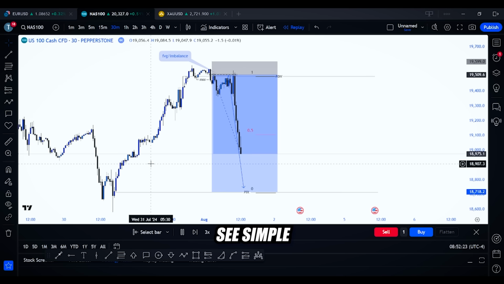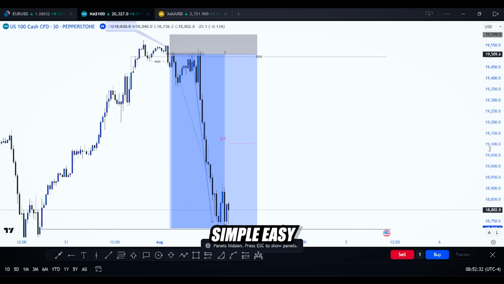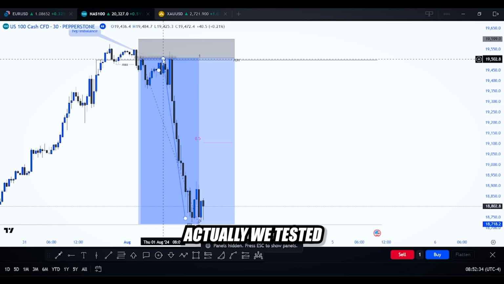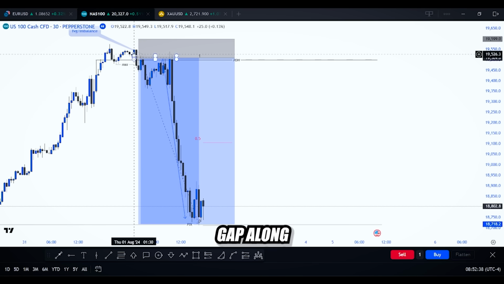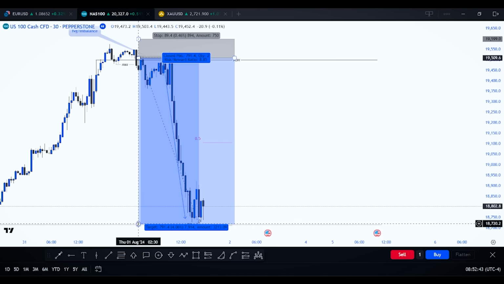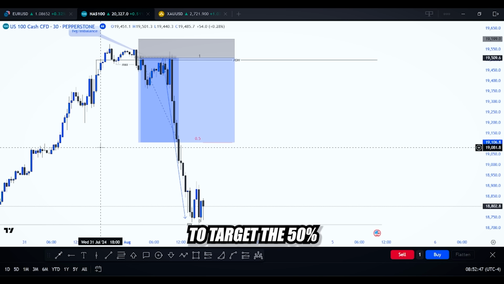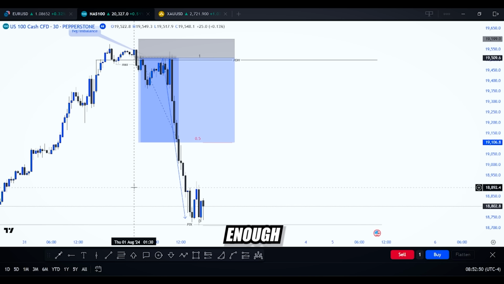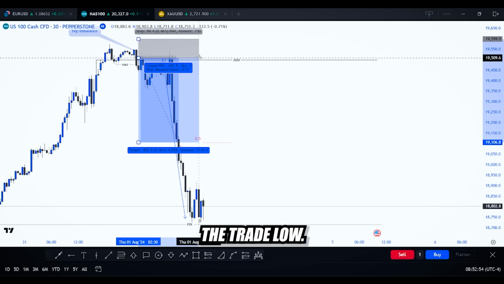And as you can see, simple, easy and straightforward, right? The market actually retested right there on the 50% of the fair value gap along the order block and targeted it fully, right? So for you guys, I want you to target the 50% just for now until you're comfortable enough holding the trade lower, right?